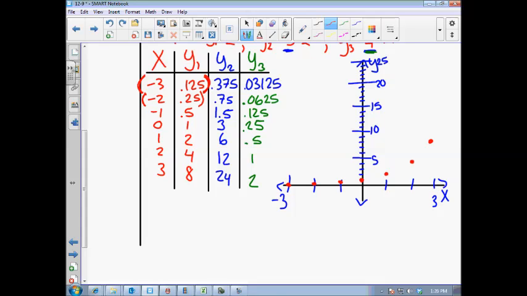What I'd like you to do is take your first crayon, pick a color, any color. Color code the column for Y1, and using that same color, graph the curve through the points you just made. Now be careful. It's approaching the x-axis, getting closer and closer and closer, so you don't dip below.